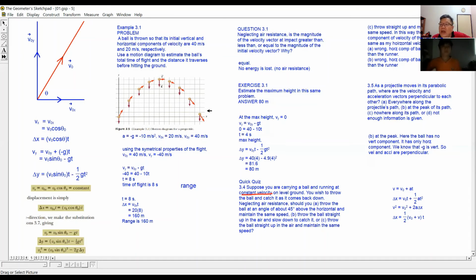Okay. So if I want the velocity perpendicular to this acceleration, the velocity has to be horizontal only. And if you look at the diagram here, the only position where the velocity is horizontal only is at the maximum height. Because at the maximum height, there is no vertical component of the velocity. It has only horizontal component.